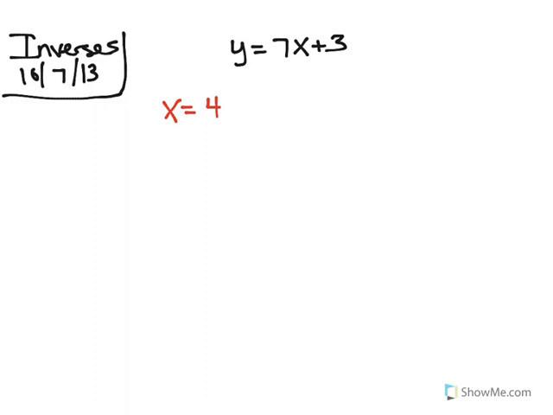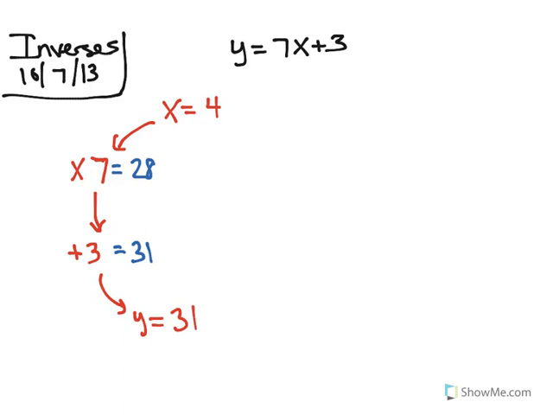First thing I'm going to do is, if I start with x, I'm going to multiply by 7. So I would have 4 times 7, and that gives us 28. Next thing I would do is start with 28, and then I'm going to add 3 to the equation. Well, 28 plus 3 will give you 31. So I know my final answer would be y equals 31.